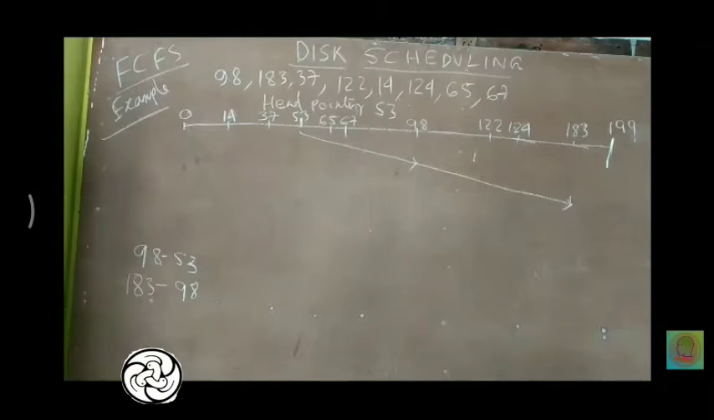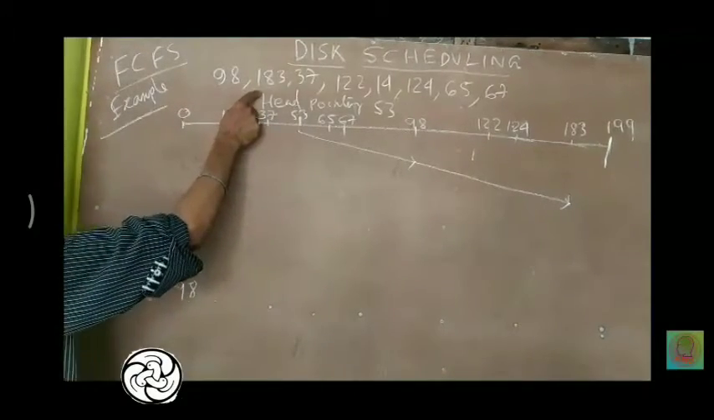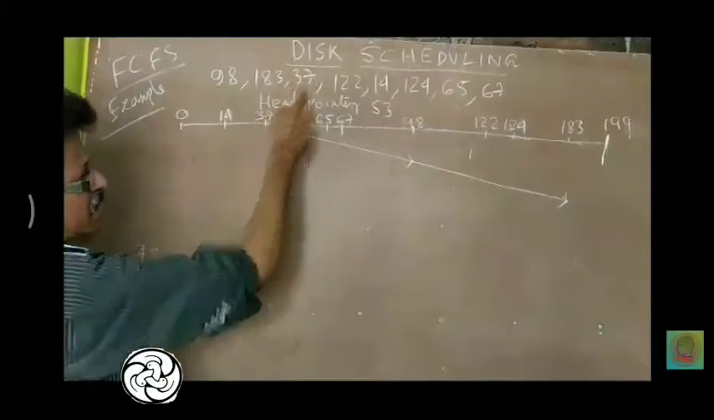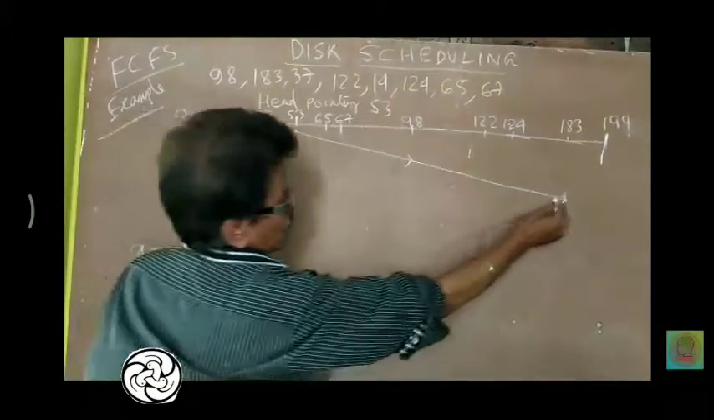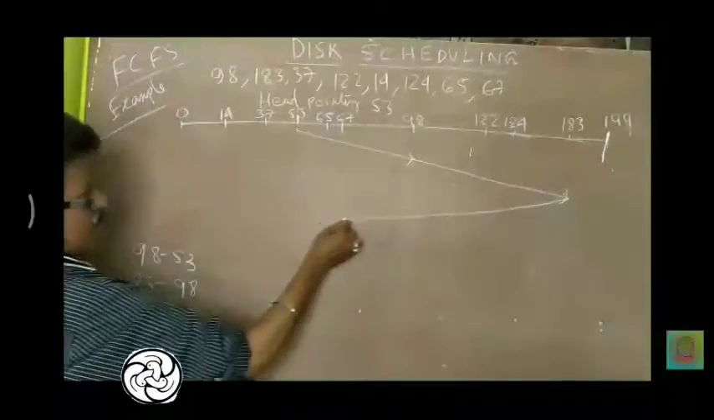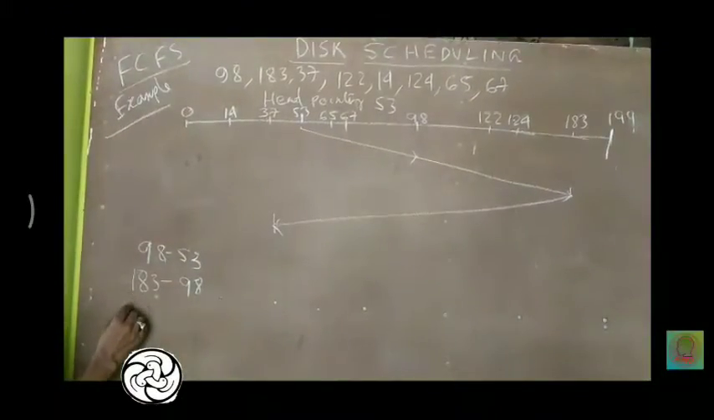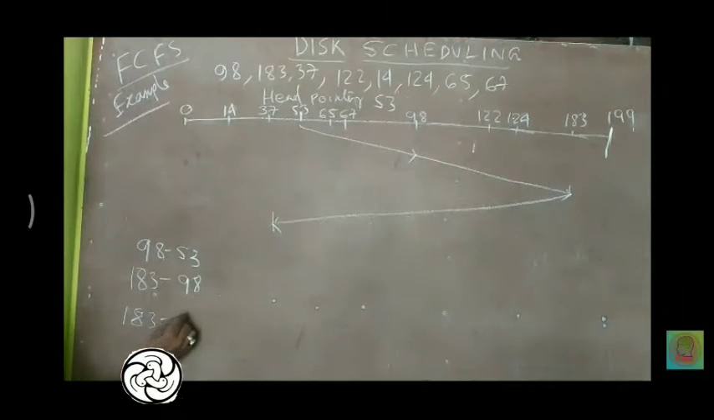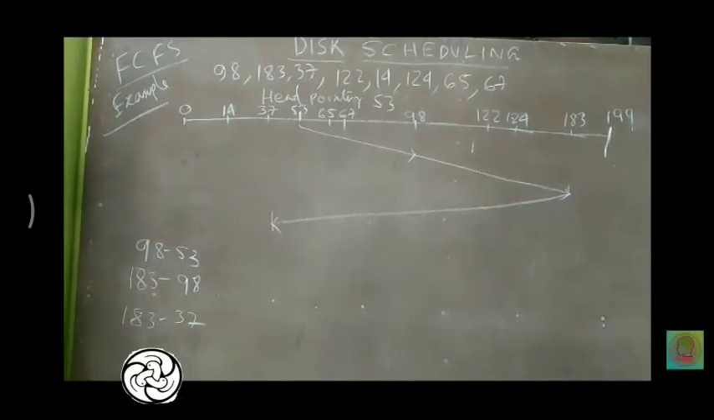Now where do we have to go? We are at 183, but our queue shows that we have to move to 37. That means, where is 37? 37 is here. So we have to go back to that pointer 37. How many moves are there? 183 to 37.